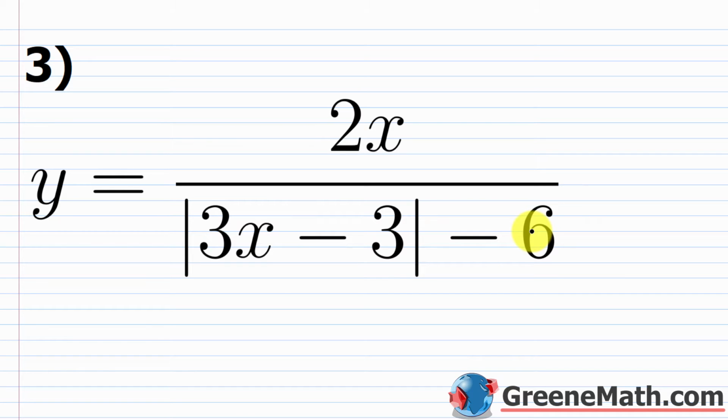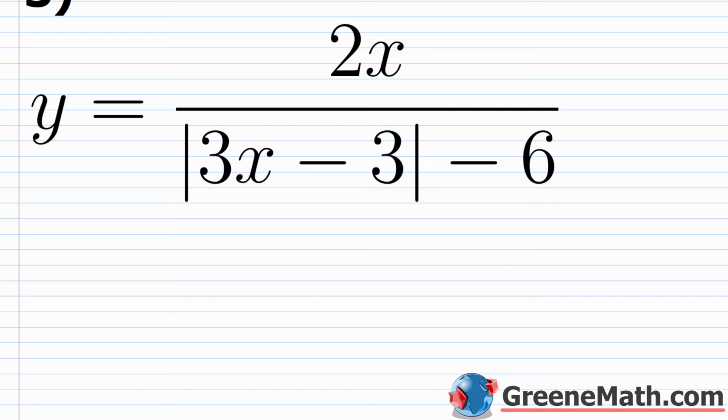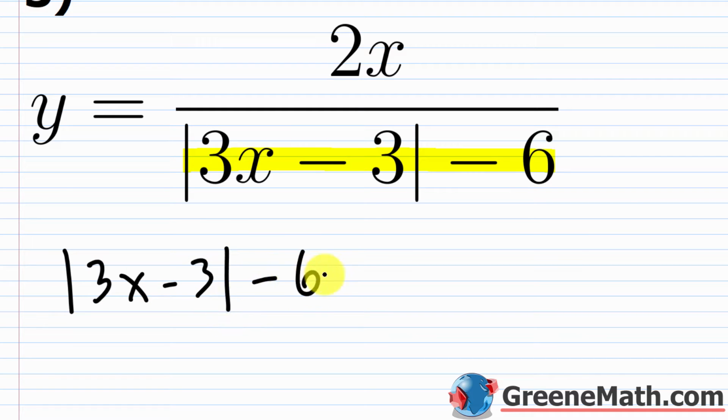So again, when we think about the domain, we're thinking about what real numbers can we plug in for the independent variable, in this case, x. Remember, we can never divide by 0. So I would think about my denominator here, and I would just set it equal to 0, and I would solve, and then those solutions are going to be restricted from the domain because they result in a denominator of 0. So we're going to say that the absolute value of 3x minus 3 and then minus 6 is equal to 0. So let's solve this real quick.